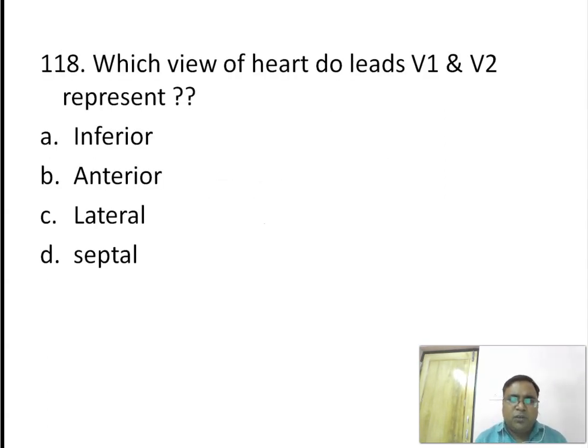Which view of the heart do leads V1 and V2 represent? We know there are various leads: V1, V2, V3, V4, V5, V6, aVR, aVL, aVF, like that. So which view of the heart do V1 and V2 represent? Is it inferior view, anterior view, lateral view, or septal view?